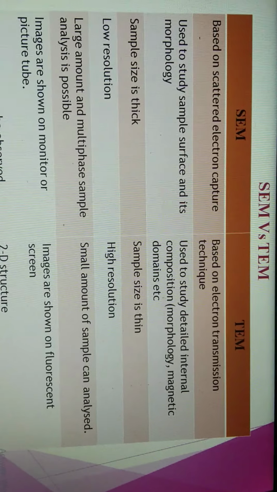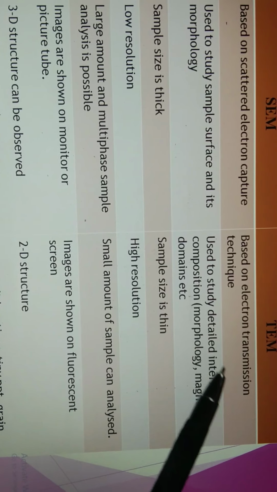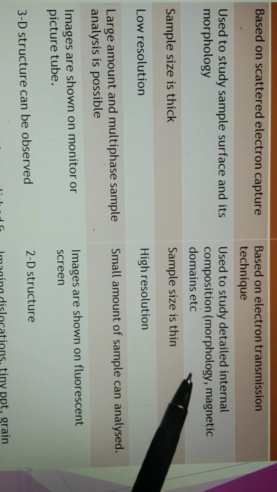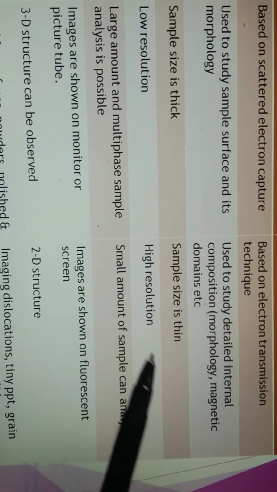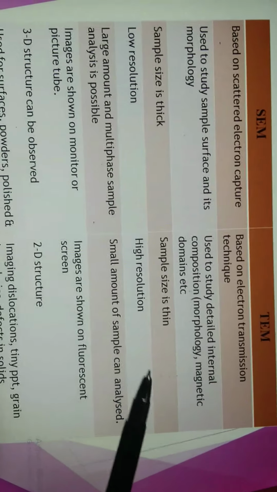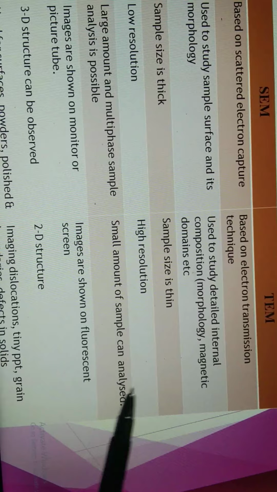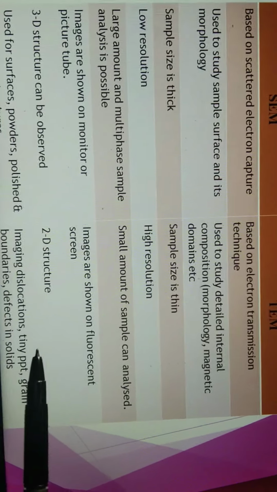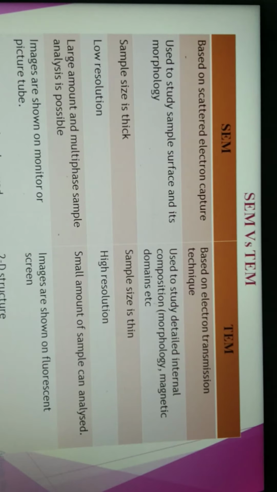In comparison to that, the TEM is based on the electron transmission technique. It is used to study detailed internal composition, morphology, magnetic domains, etc. In this, the sample should be thin. It gives information of high resolution, and a small amount of sample can be analyzed. It gives only 2D structure analysis. So these are the comparative statements of the SEM and TEM.